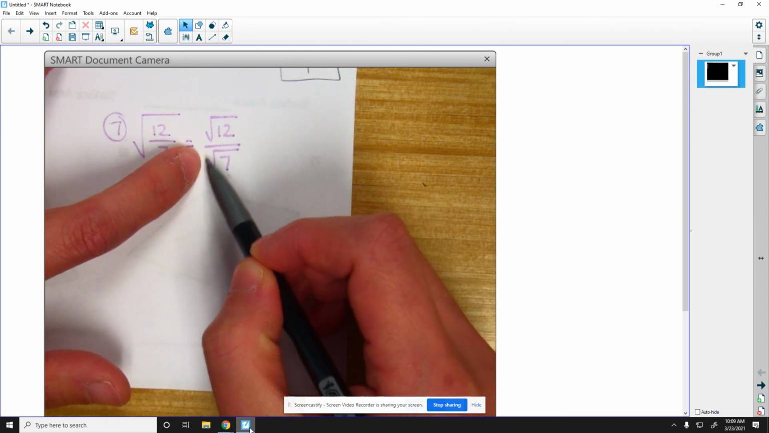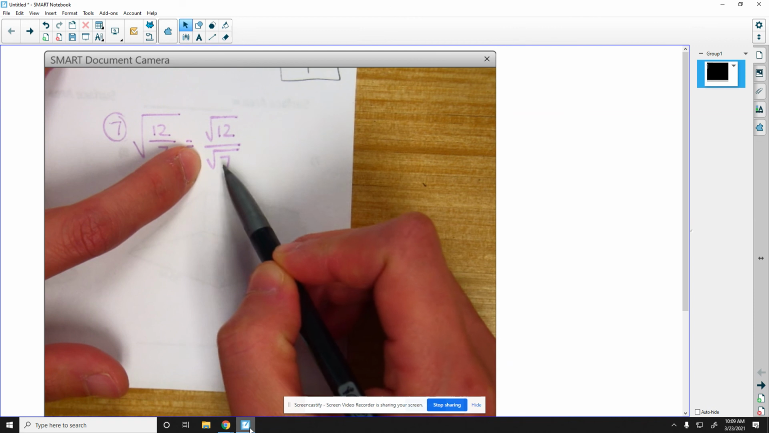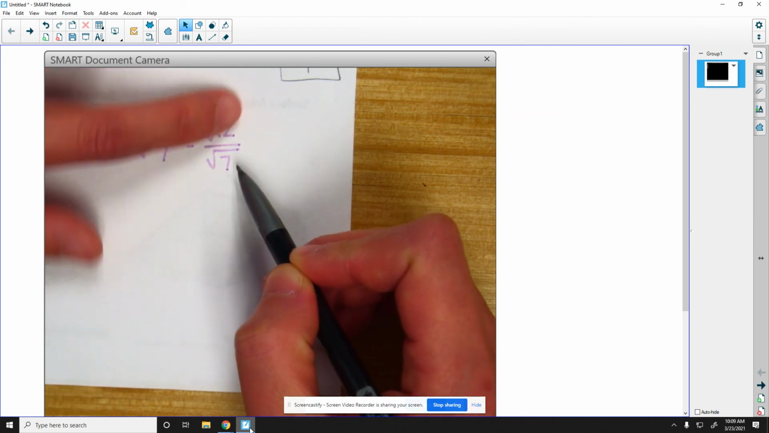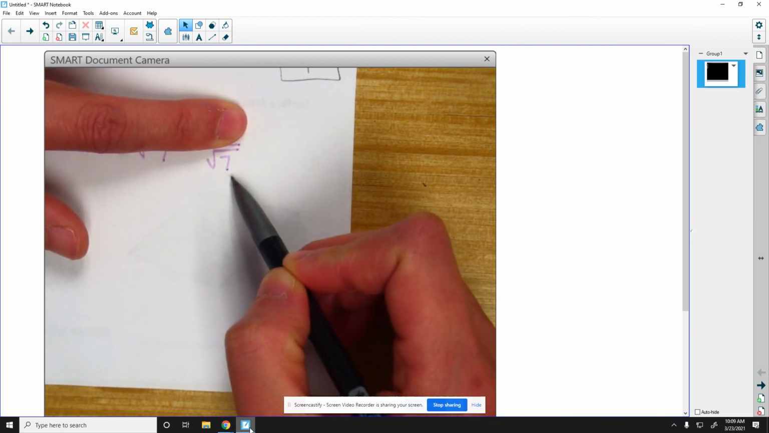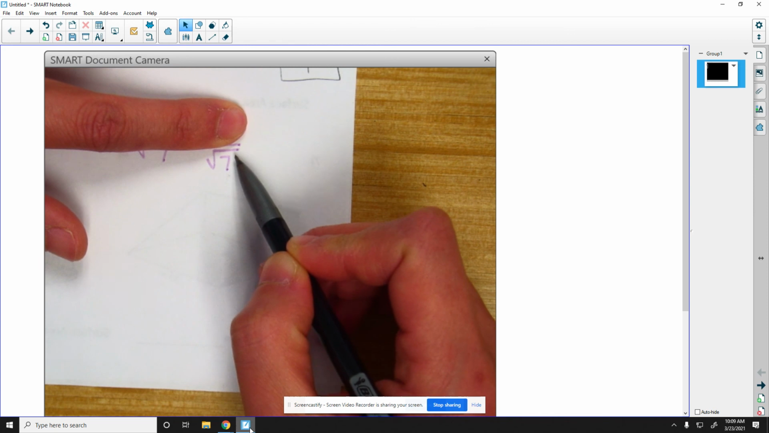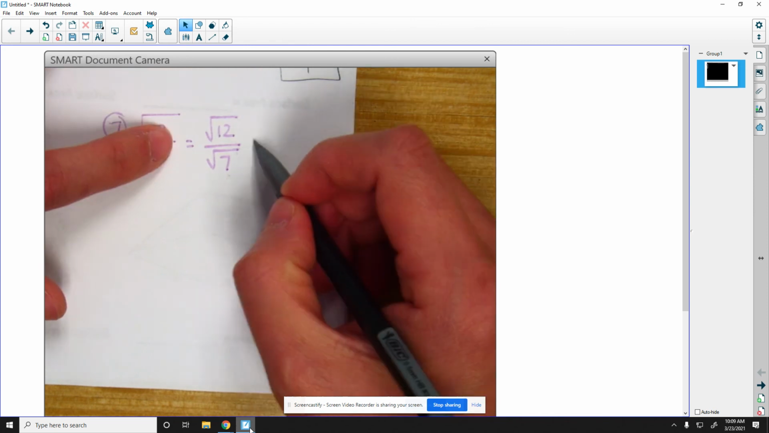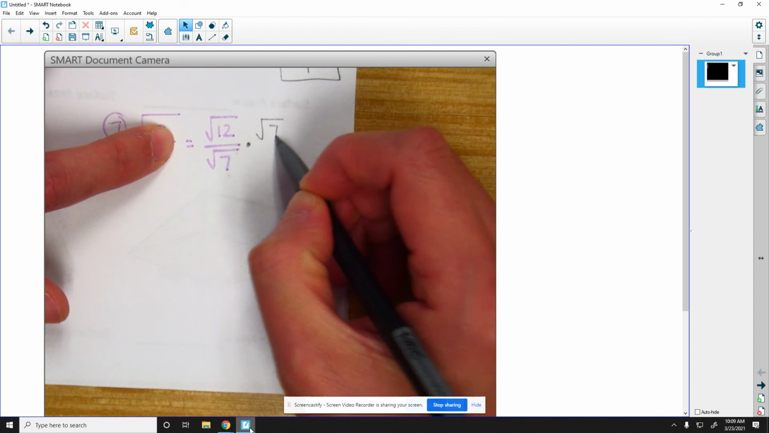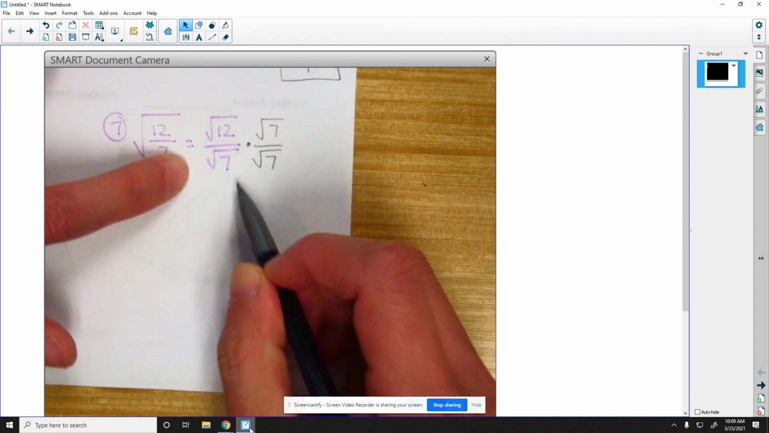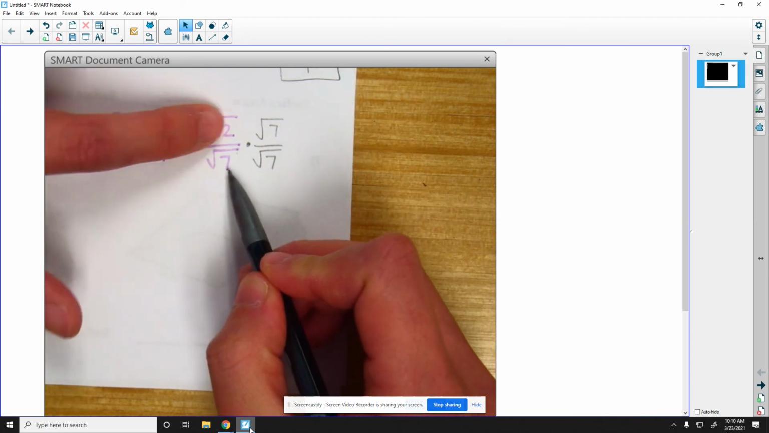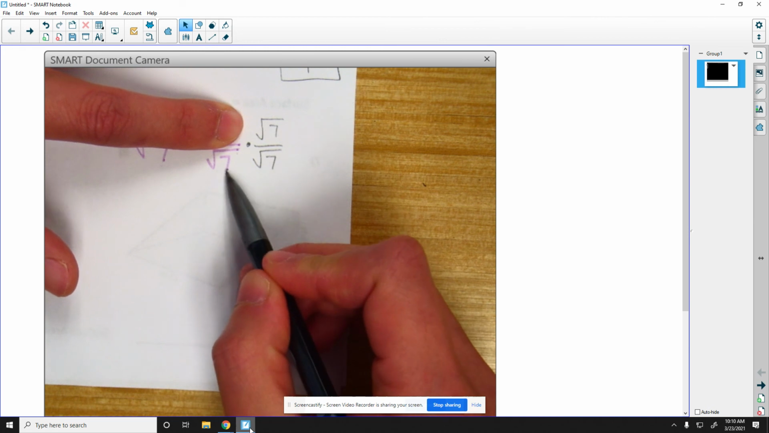I cannot leave a square root on the bottom. It is not okay. It's not simplified if there's still a square root on the bottom. So what I have to do is make sure that I get the square root out. The only way I can get the square root out is by multiplying the top and the bottom by whatever you saw on the bottom. So there was a square root 7 on the bottom.